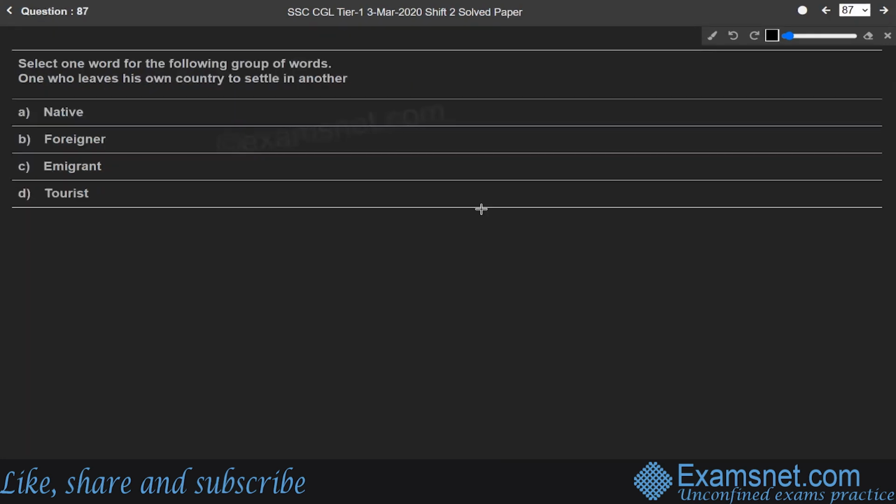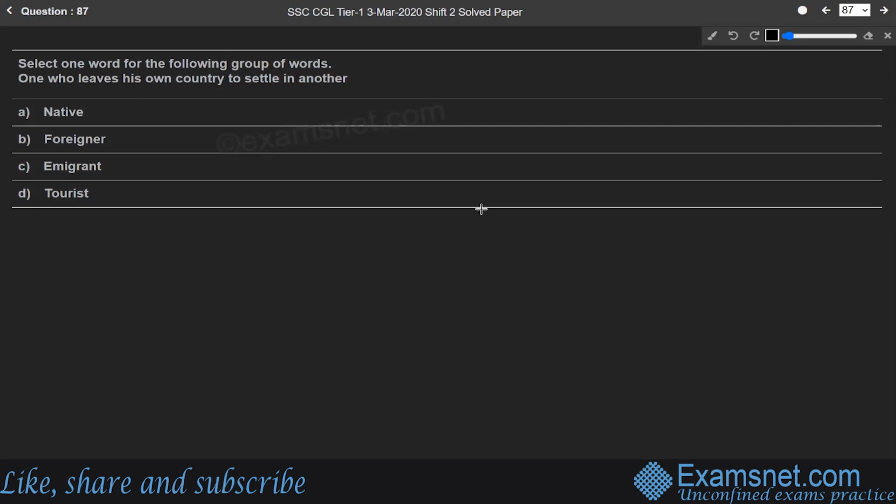Next question is, select one word for the following group of words. So let us have a look at the group of words. One who leaves his own country to settle in another. So we have to find a single word for this given group of words. So let us have a look at all the options. Options are native, foreigner, immigrant, or tourist. So to get the correct word for the given group of words, we must first understand the meaning of each and every given option. So let us look at the meaning of all the options.